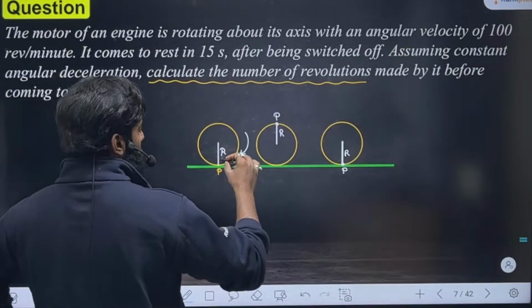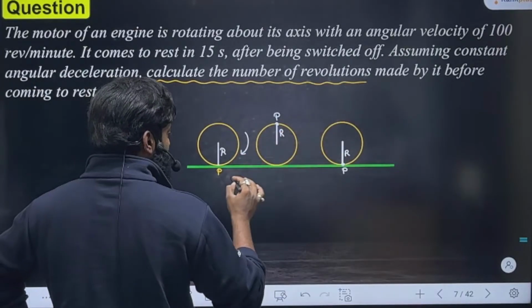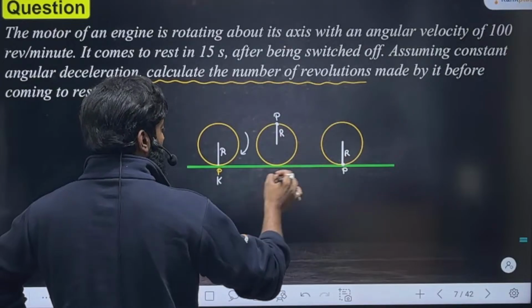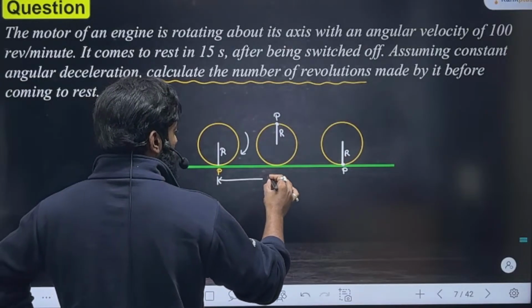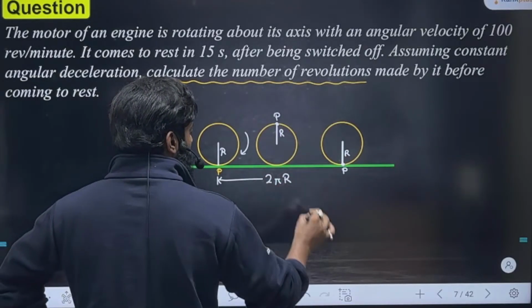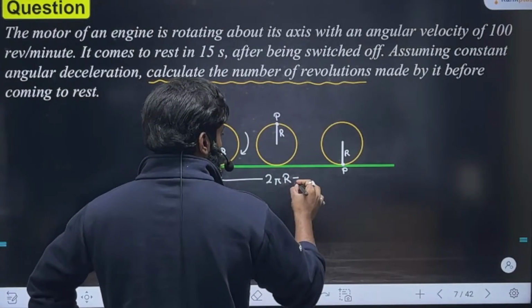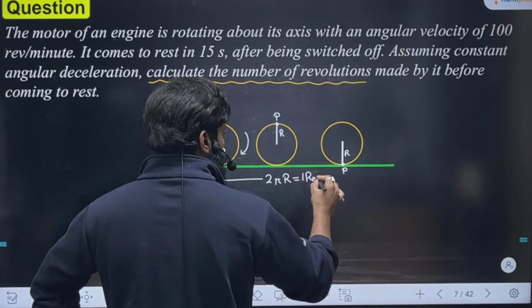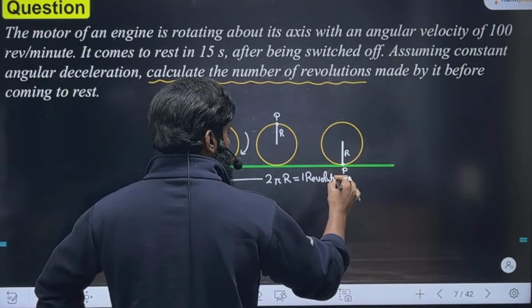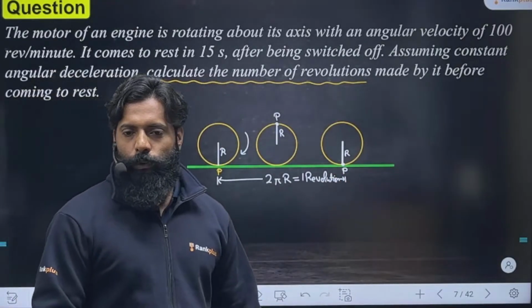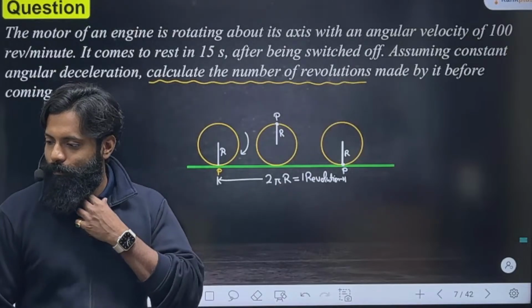If this object is rotating, and it completes one round from here to here, how much distance is covered? 2 pi r is equal to one revolution of this wheel. So 2 pi r is basically equal to one revolution of this wheel.